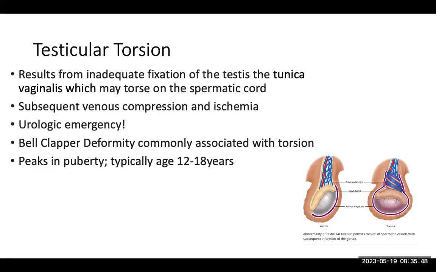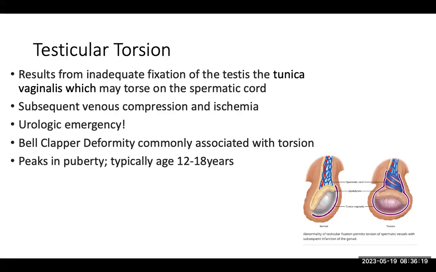Essentially, the testicle lacks that normal attachment to the tunica vaginalis, and so it rests, as you can see in the picture, transverse within the scrotum. And many times, this abnormality can be seen bilaterally, which predisposes these patients to testicular torsion. Torsion typically peaks in the pubertal age. About 65% is between the ages of 12 and 18, but it can technically occur at any time in a lifetime.